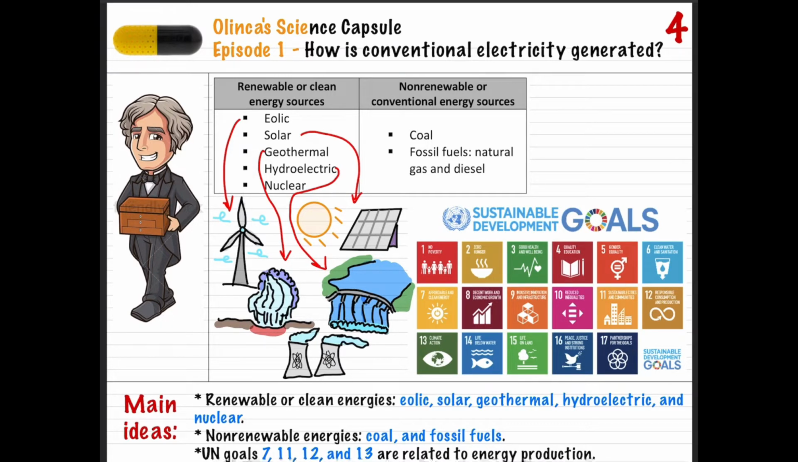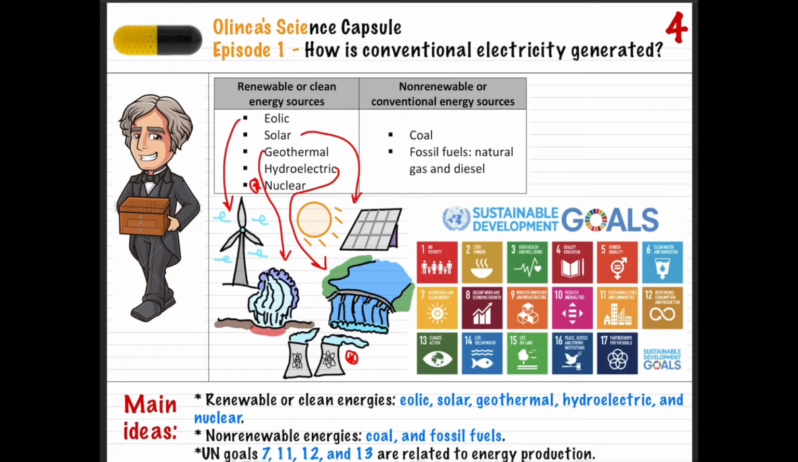This kind of energy is more difficult to understand than the other ones, so this is why you're not choosing it for your project right now. Conventional energy sources include the combustion of coal and fossil fuels like natural gas and diesel. These energy sources are highly polluting and are non-renewable. We have them in this list here. Okay? Let's take a look at how they work.